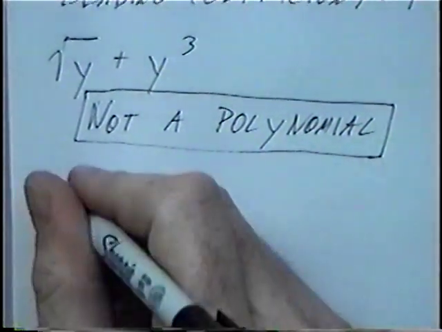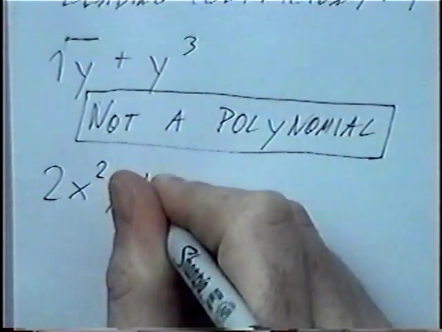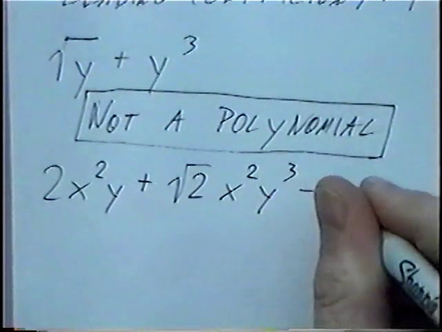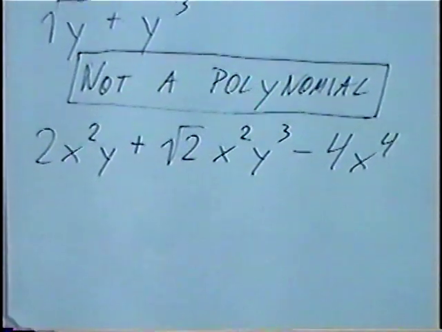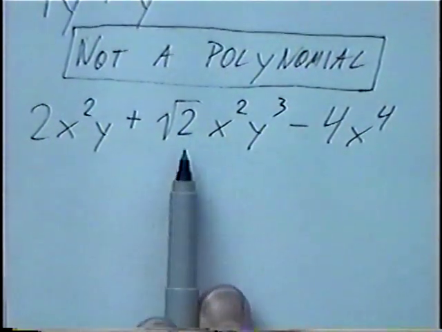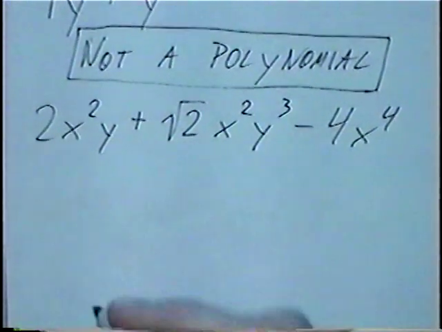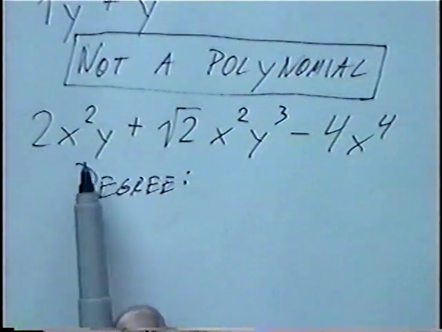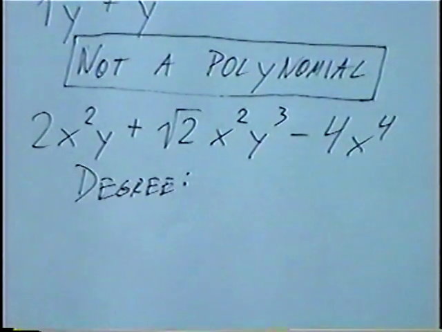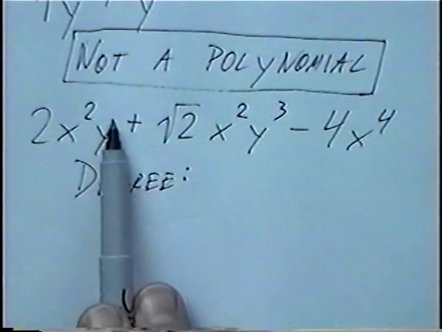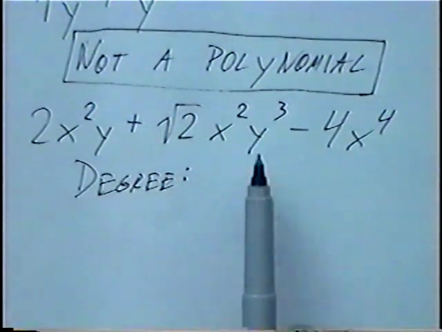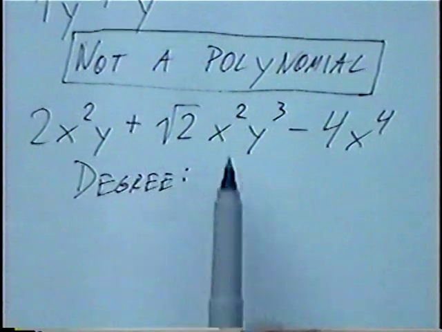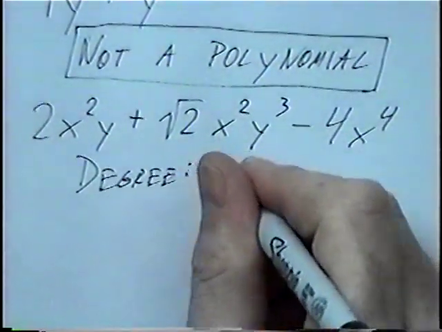And last question for the section, 2x squared y plus square root of 2 x squared y cubed minus 4 x to the fourth. In this problem, we have a square root of a number, square root 2, which is fine, so this is still a polynomial. The degree, again, is the highest exponent, or when you have multiple terms or multiple variables, it's the sum of the exponent term. This first term would have an exponent of 1 for the y, so the total would be 3. The second term, the sum or total would be 5. And the last term, the total would be 4. So our degree, the middle term, adding the x and y exponents, the degree would be 5.